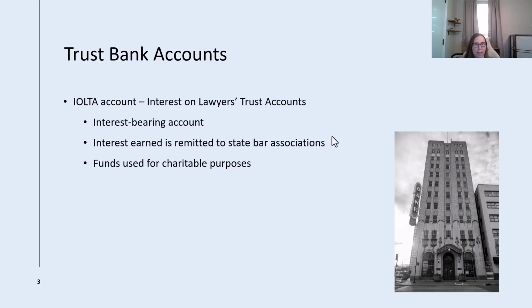And I say trust bank accounts, but in practice, almost all the time, I'm actually dealing with something called an IOLTA account. IOLTA stands for Interest on Lawyers' Trust Accounts. And this is a bank account that is an interest-bearing bank account, but the interest isn't kept by the law firm. It's instead remitted to state bar associations. The funds are used for charitable purposes, and I'm going to put a link in the description with information from the American Bar Association with more information and details about these types of accounts.